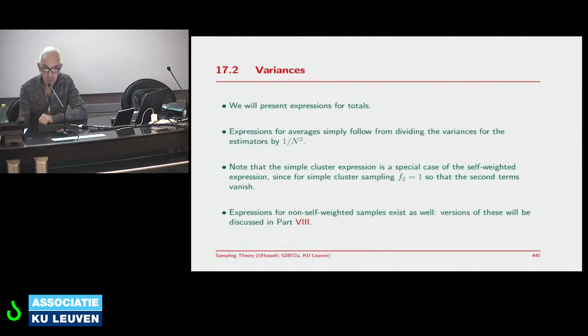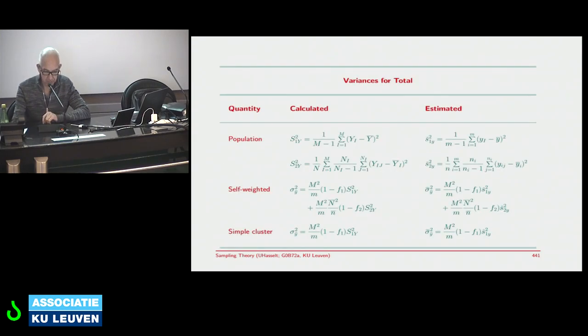Okay, but that's for point estimates. We still need variability. How do we do that? Well, I'll also here present it for totals, knowing that for averages it's all the same, but you divide by 1 over n square. I will do it not for the most general case, because that would take us too far. So the cluster expression is a simple case of the self-weighted expression, which in itself is a special case of the most general case. But for non-self-weighted samples, it is a bit more complicated.